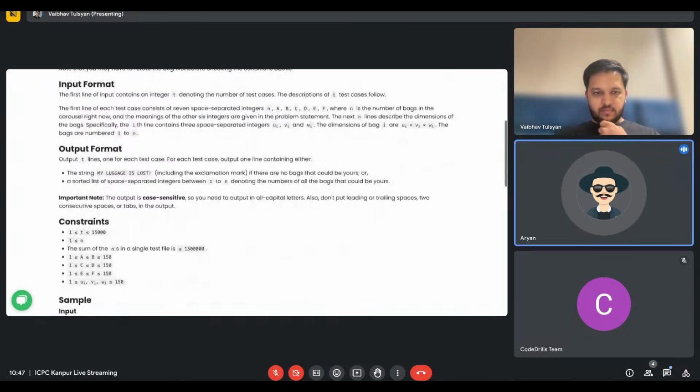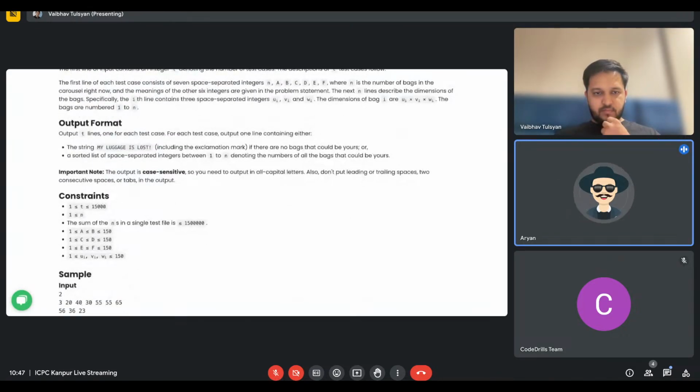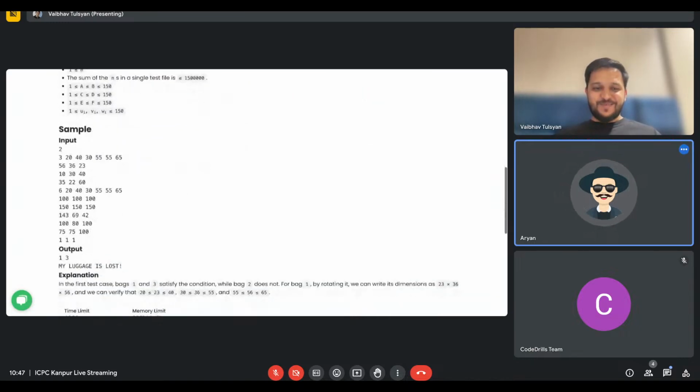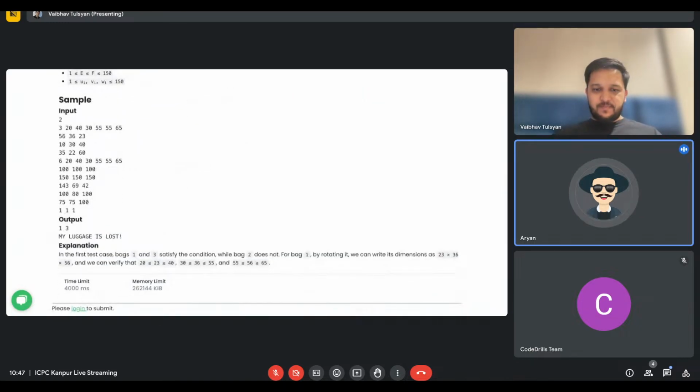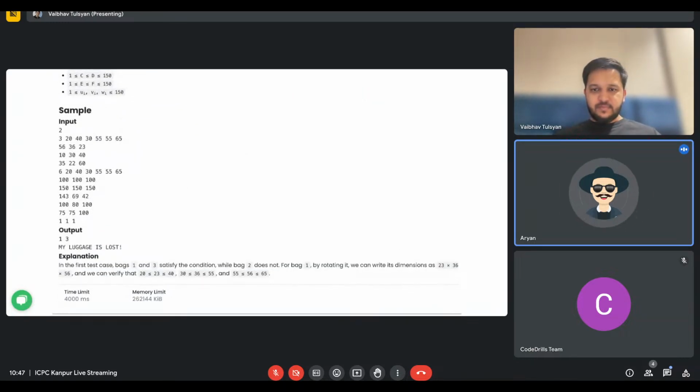The joke in the problem statement is Kanpur airport. I don't think it has a lot of flights over there. Just one or two flights. I did not know about the Kanpur airport. Yeah.